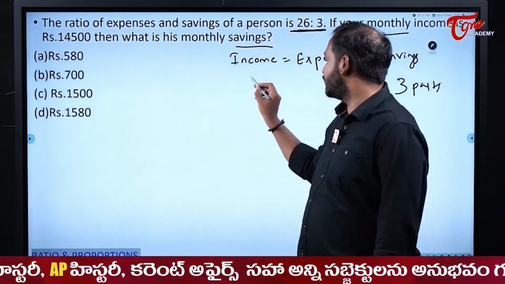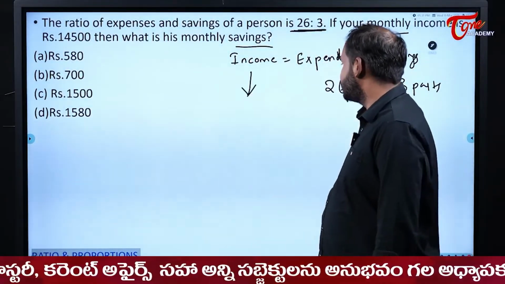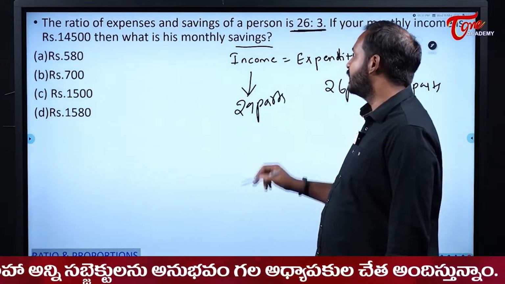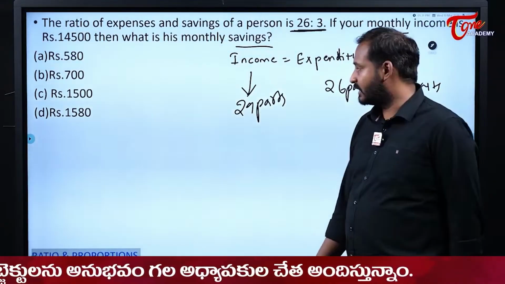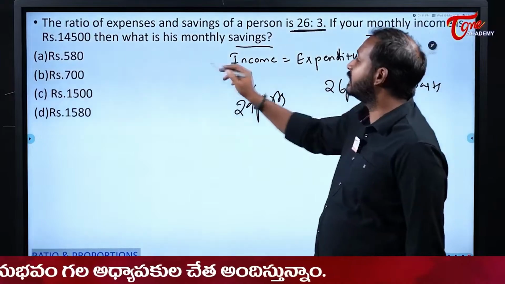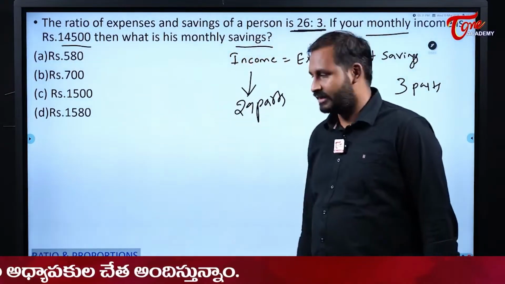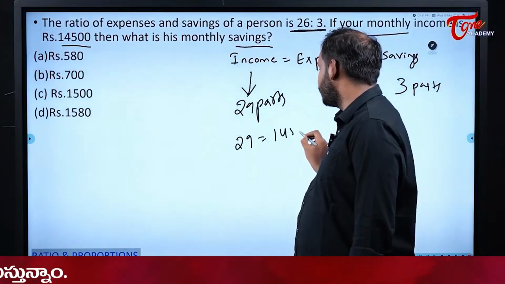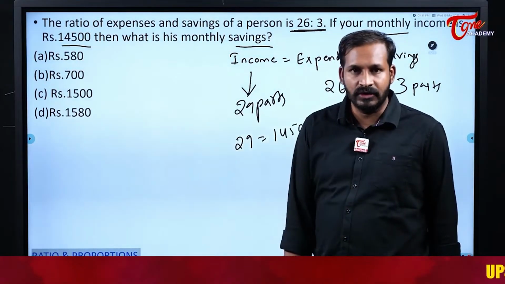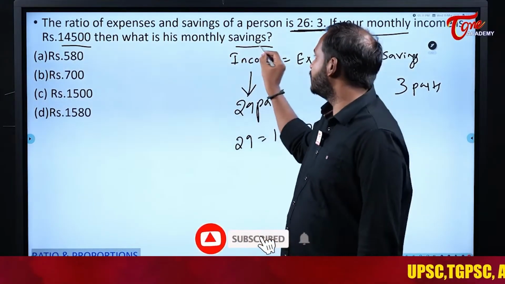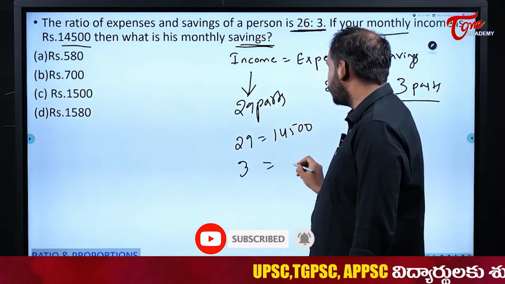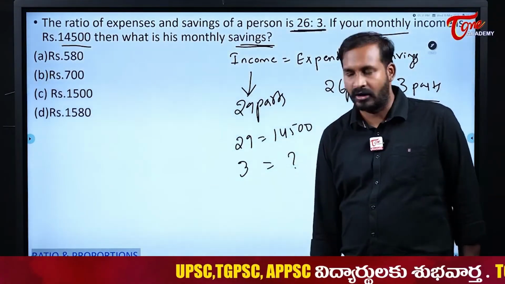Now tell me what will be his income? 29 parts. His income becomes 29 parts. So according to the question, his monthly income is 14,500. That means 29 parts is equal to 14,500. His monthly savings, monthly savings are how many parts? 3 parts. 3 parts is equal to how much?